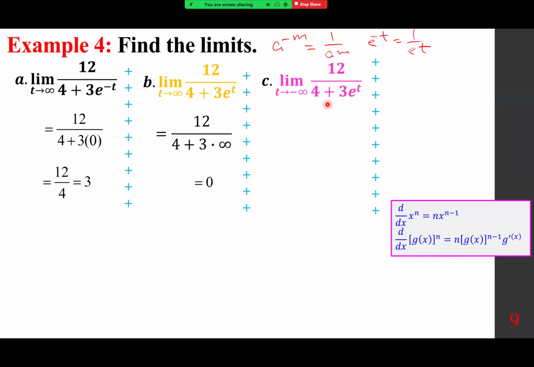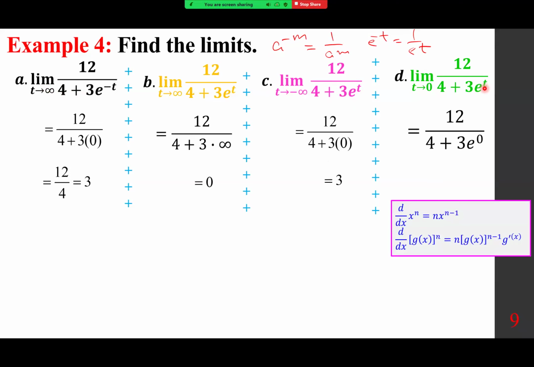If you look at part C, because the denominator is 4 plus 3 e to the power of t, and t is approaching negative infinity, it becomes identical to part A. And we get 3. And in this case, if t goes to 0, that means this becomes 1. So 12 over 4 plus 3 e to the power of 0. This is 1. 3 and 4 is 7. 12 over 7.